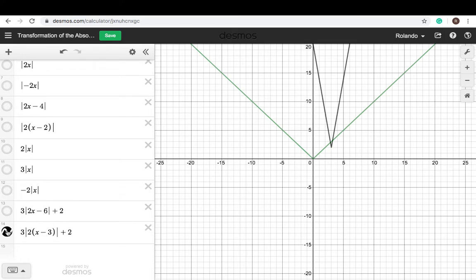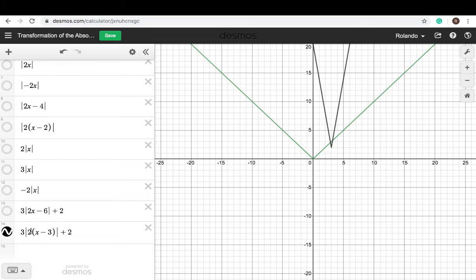If I put this here, or remove that and chase it with another one, they are just the same graph. This plus 2 moves the graph 2 units up, 1, 2. And this minus 3 results in a translation to the right by 3 units, 1, 2, 3. Therefore, the vertex now is at h equals positive 3 and k equals positive 2.